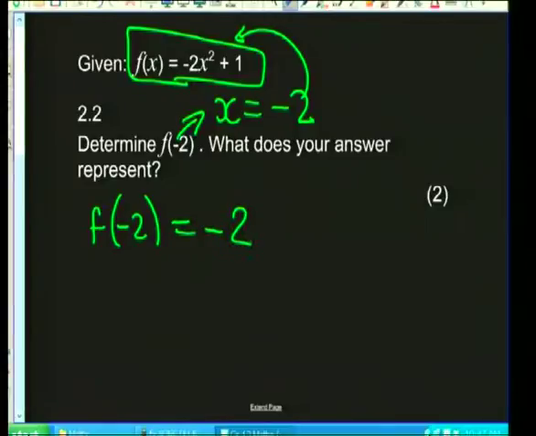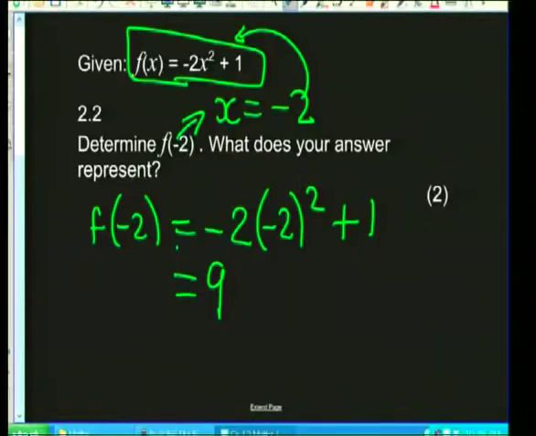So negative 2 times minus 2 squared plus 1. And if you do that on your calculator, you'll get 9. Now guys, at this step, you don't need to put any intermediate steps in between, like 2 times 4 plus 1, because you can just punch this straight into your calculator and you'll get the answer, and that's it.